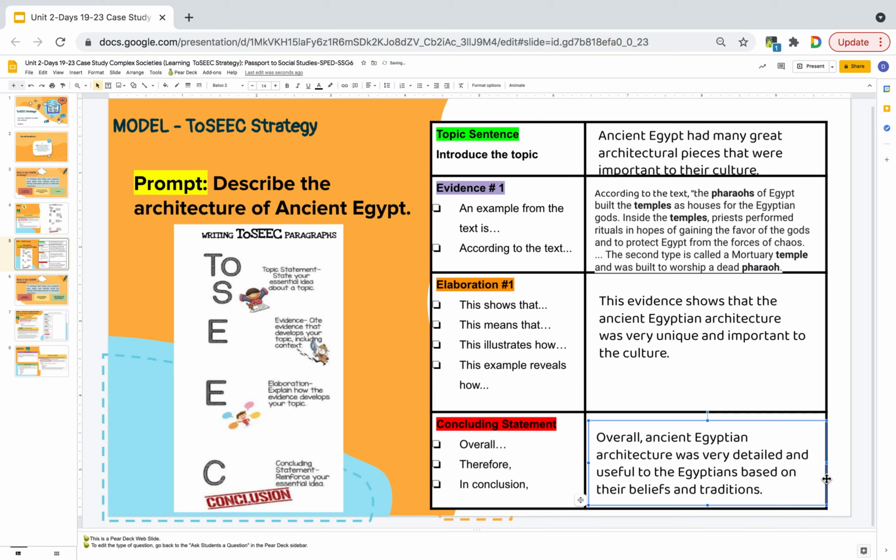So it's not perfect, but I was able to use the ToSEEC strategy to come up with at least 4 different sentences to build my extended response. I think my teacher would be very happy with this response.